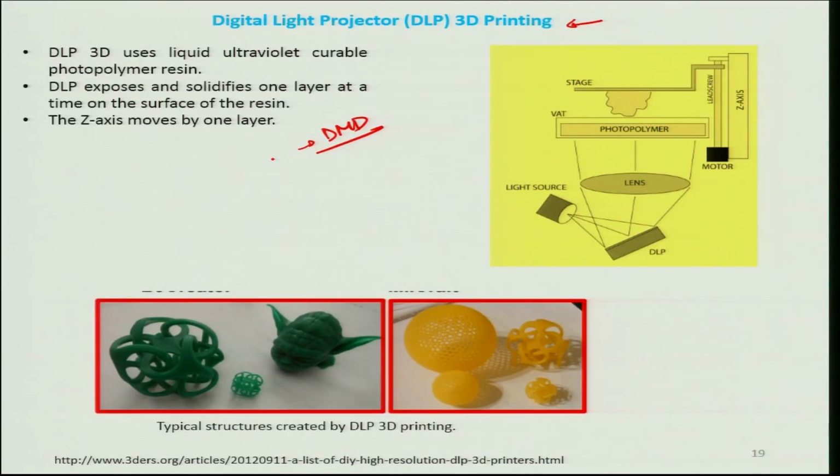The only thing is, it's very expensive because you have to have very good, precise optics to beat the diffraction limitations in such systems. It is again used to cure liquid curable photopolymer resins like photoresists, in the same manner as stereolithography earlier. Instead of a laser, this process is much faster than the SLA, the stereolithography process. You can actually have a structure created. These are some typical structures created by DLP 3D printing.